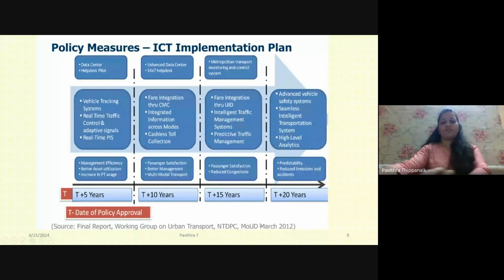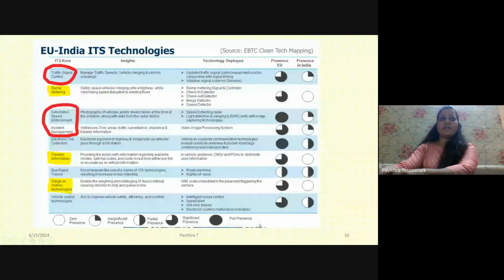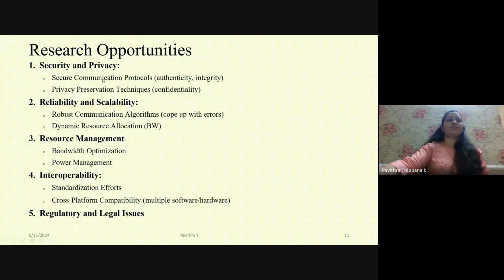Okay. So since I am running out of the time, I will skip this one. I'll go to the research opportunities. So in research opportunities, we have 5 different areas. One is the security and privacy, reliability, resource management, interoperability, and legal issues.